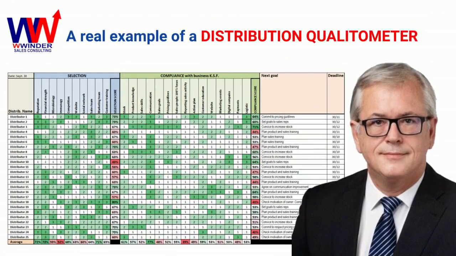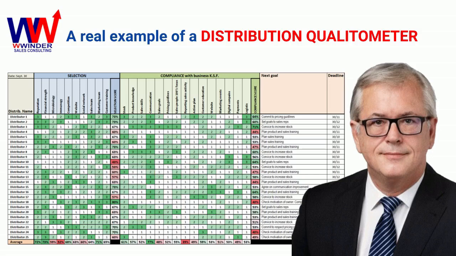Here's a real-life example of a qualitometer I have set up for a biotech company in Eastern Europe. For reasons of confidentiality, the names of their distributors are obviously hidden, but you can see on the screen their real selection criteria and their real commitment criteria.